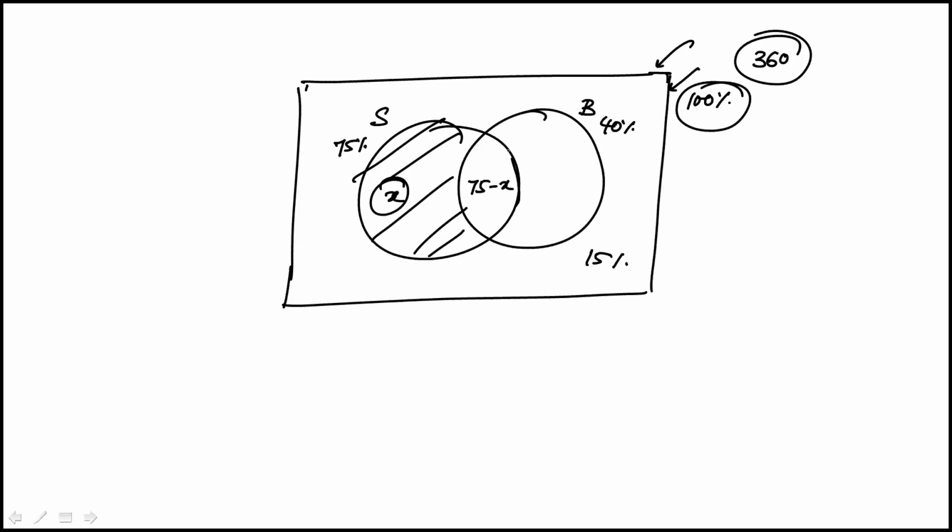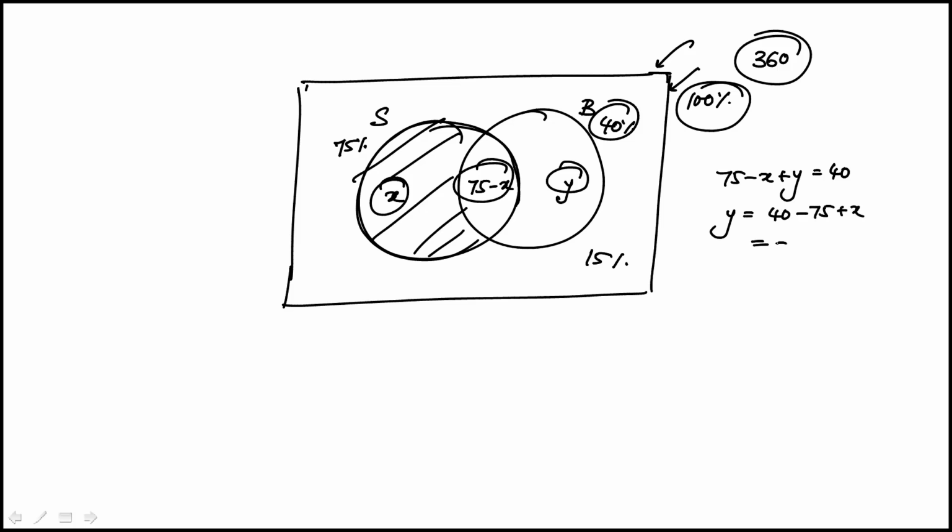This will be 75 minus X because that entire circle is 75. And then if I call that Y, then that and the overlap has to add up to 40. So 75 minus X plus Y is 40, which means Y is 40 minus 75 plus X, or in other words, X minus 35. So we can get rid of Y and directly write X minus 35. And you'll see if you add those two, we do indeed get 40.